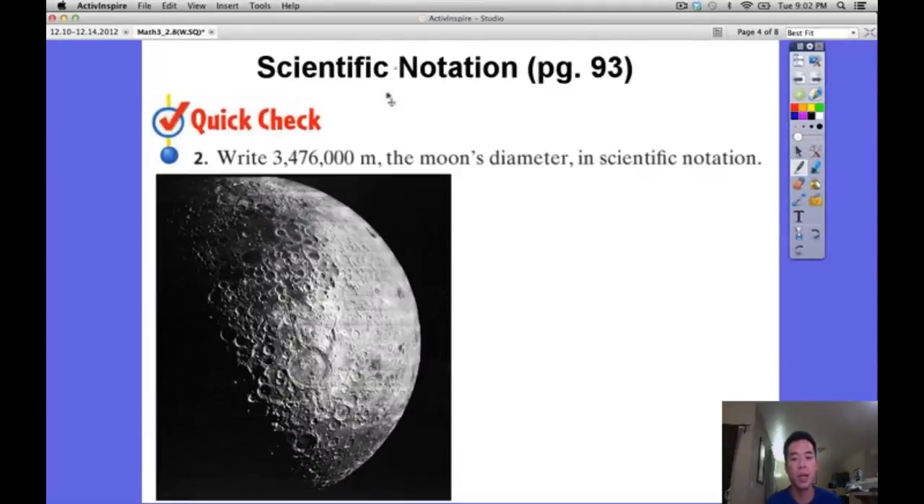Here's another one. Express 3,476,000 meters, the moon's diameter, in scientific notation. So this time, I have a really big number in the millions, and I need to write this in scientific notation. Well, where's the decimal place in this really big number? Well, it's at the end. And here's the tricky part.